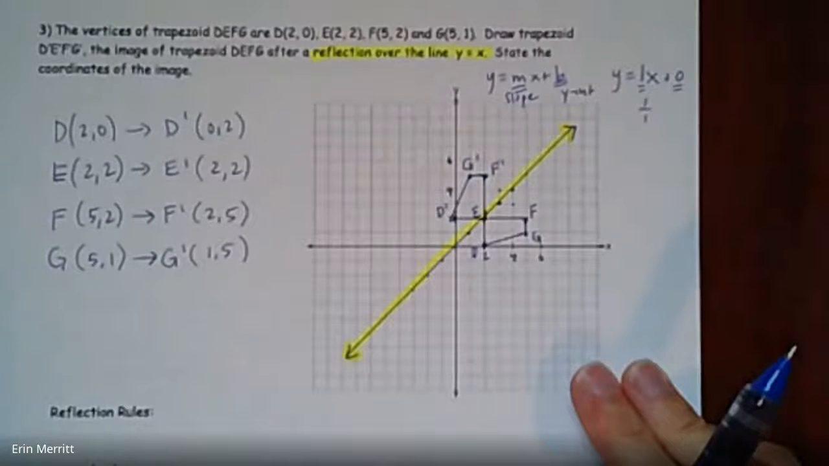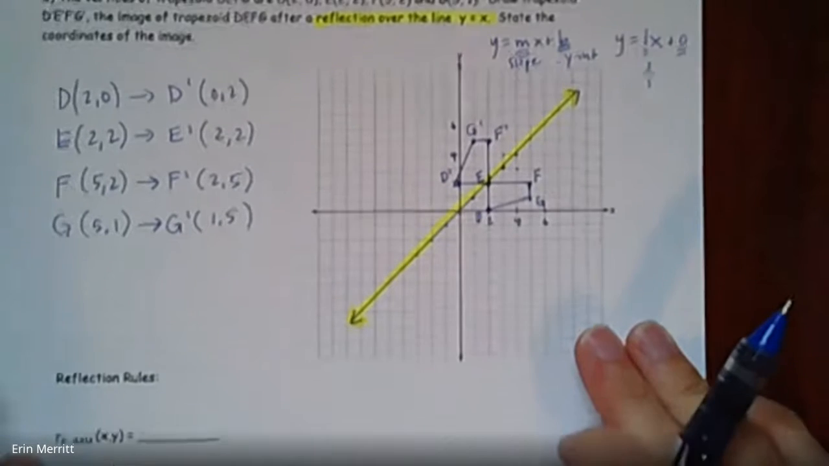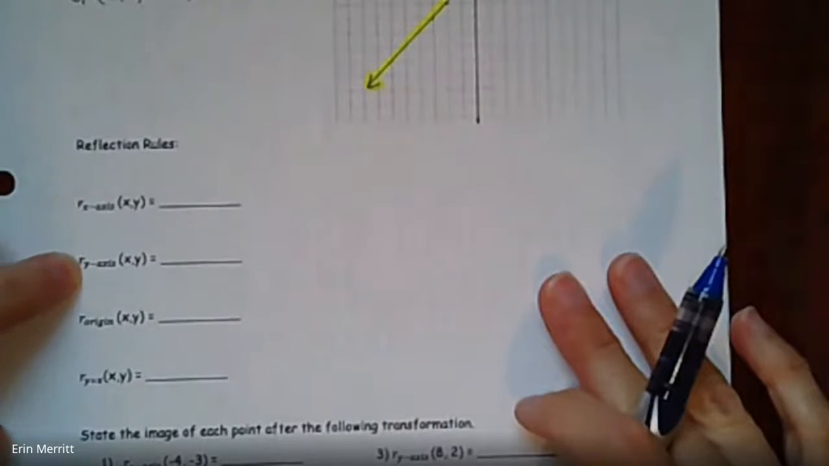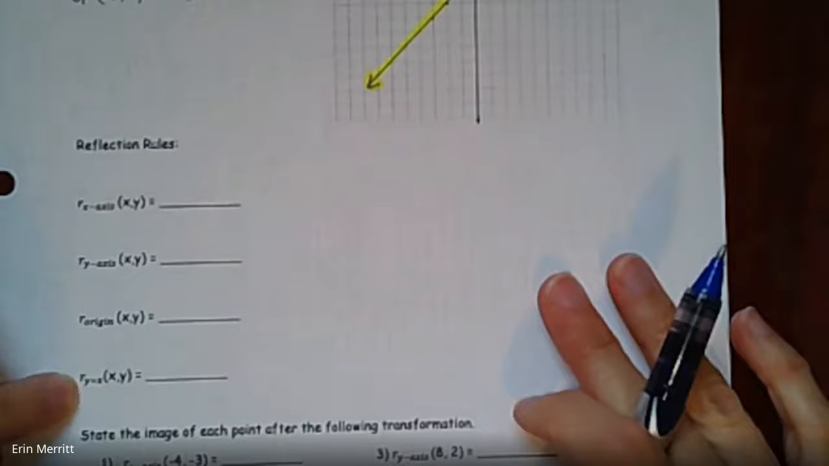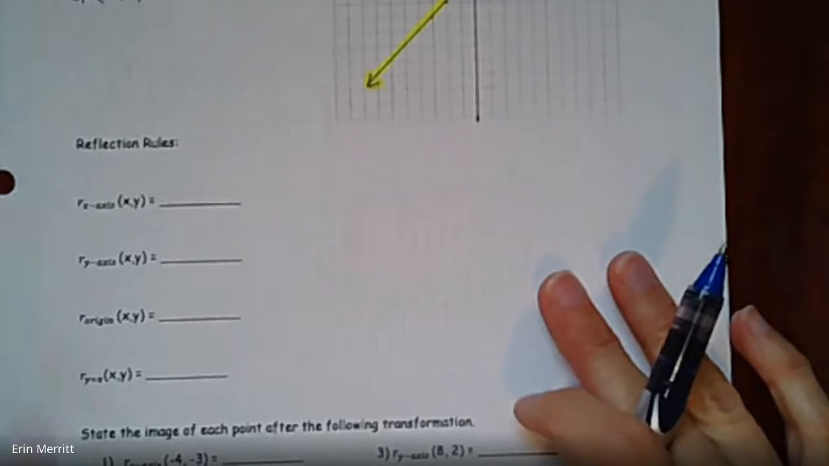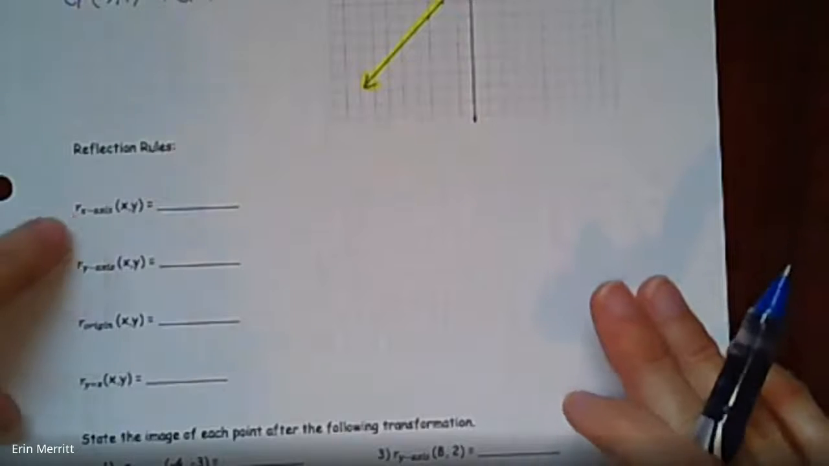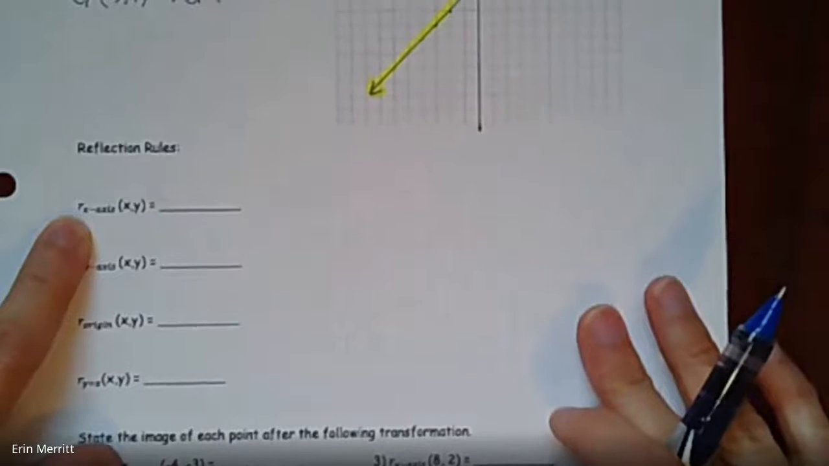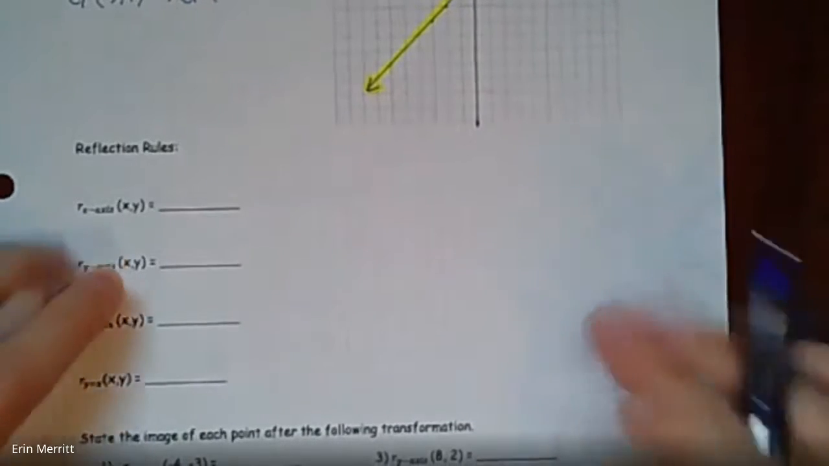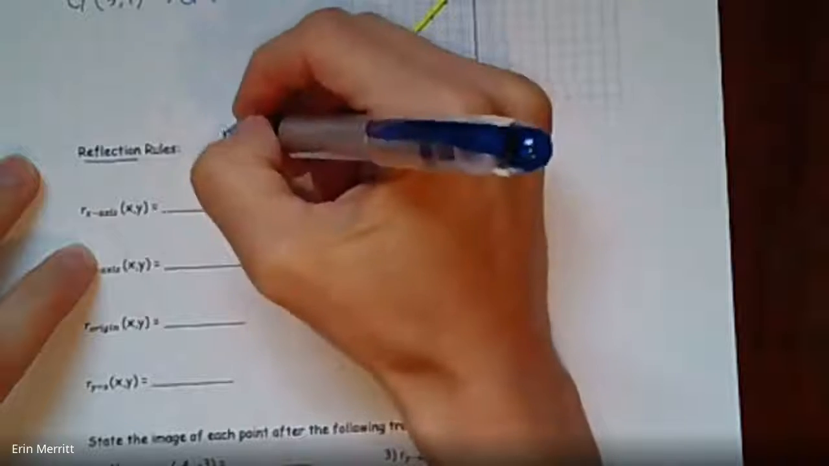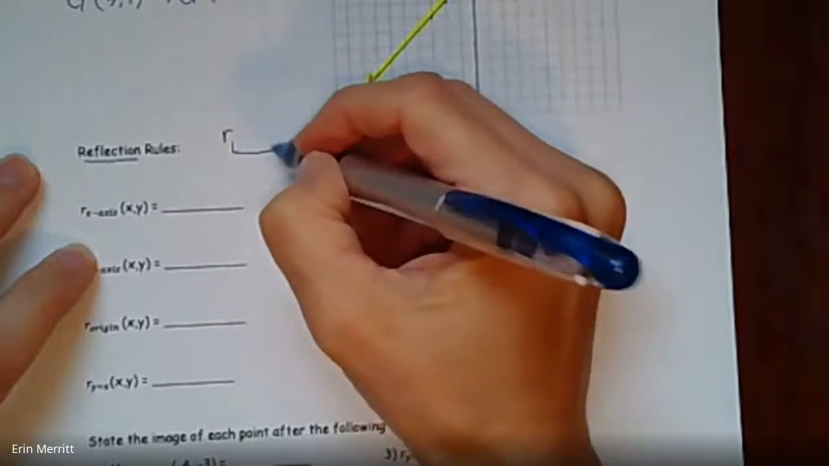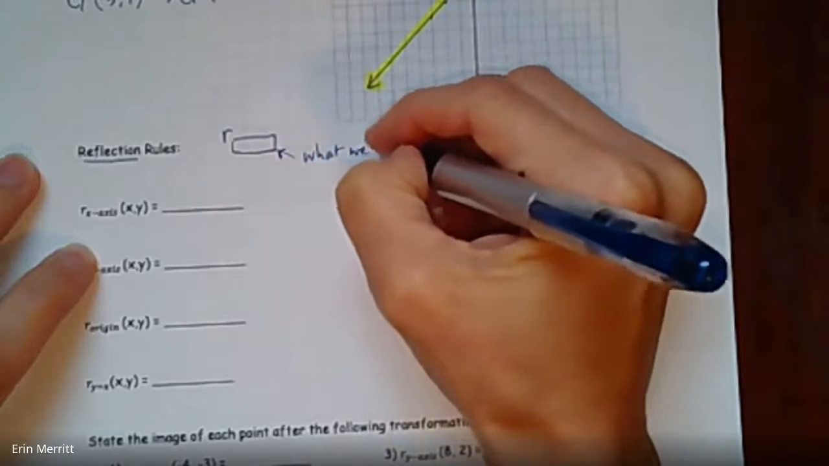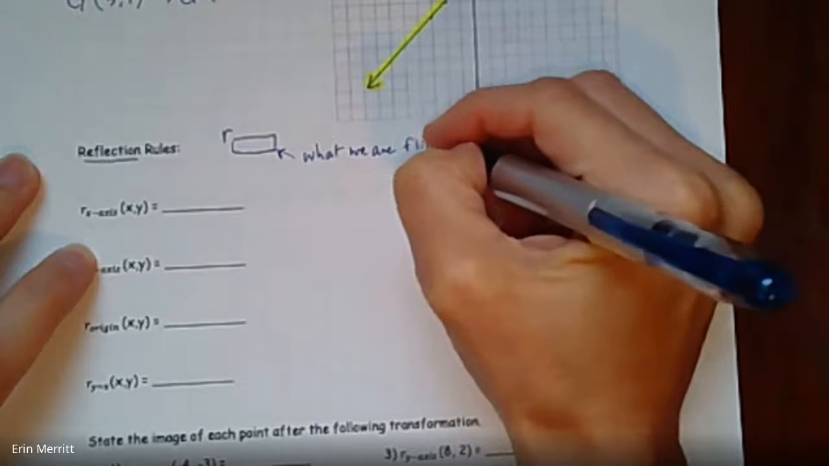All right. So let's look at the rules. We want to create rules based on what we've seen for flipping over the x-axis, y-axis, origin, and the line y equals x. Something to notice already: when you're looking at reflection rules, we use a little lowercase r, and then in the subscript, down below, we write what we are flipping over.